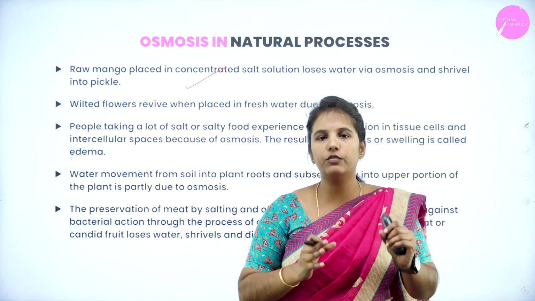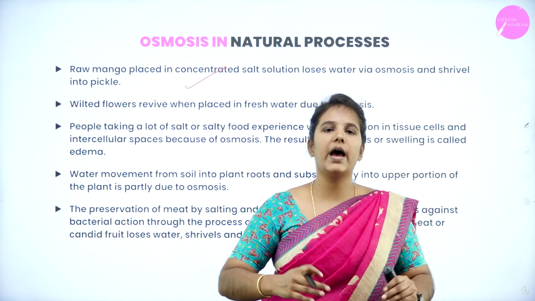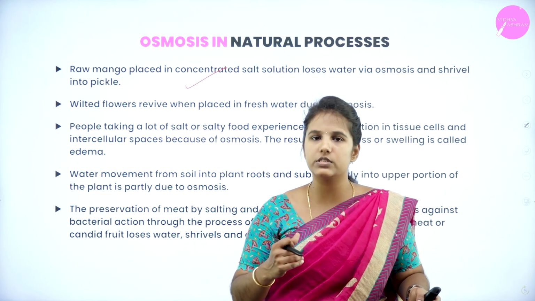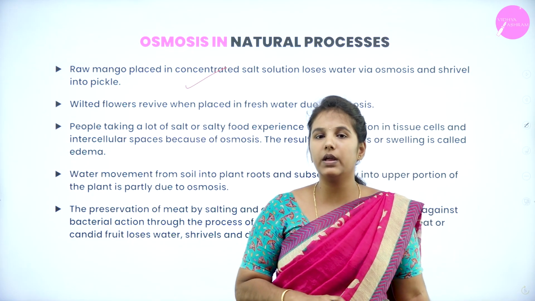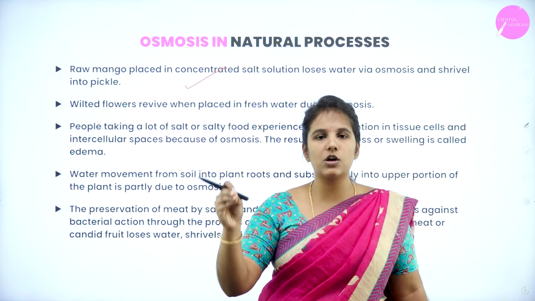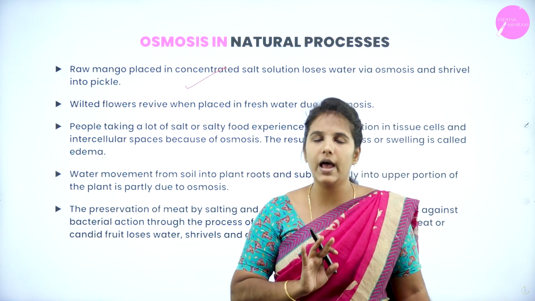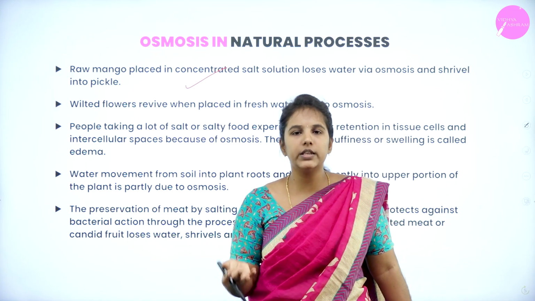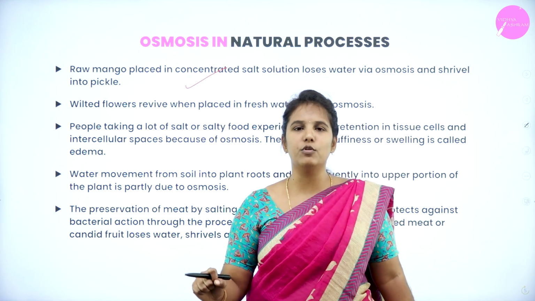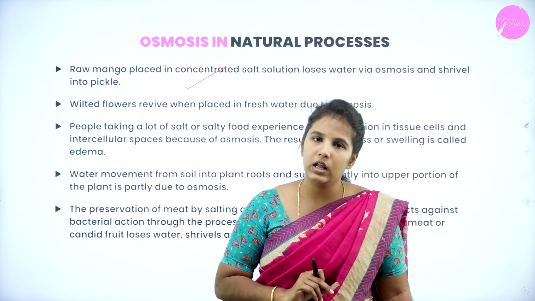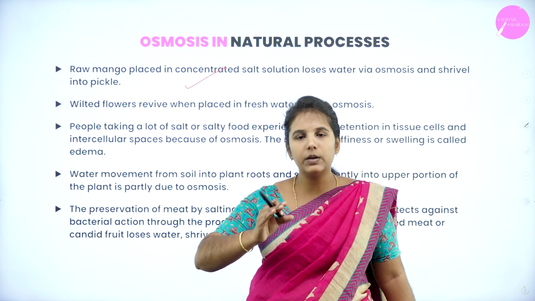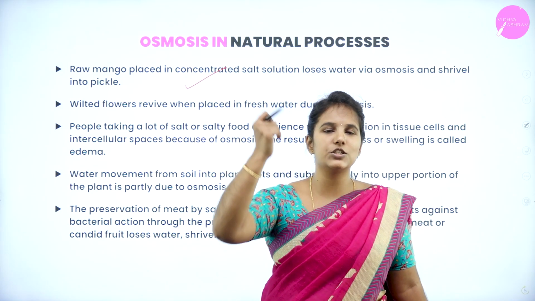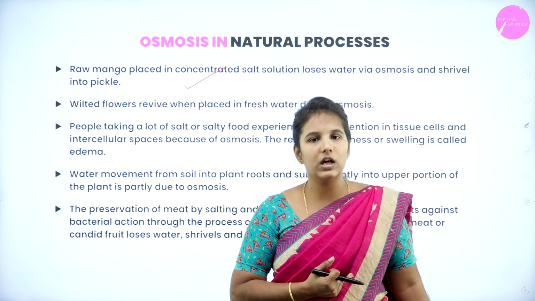If you want to preserve food for a longer time, we usually have a habit of preserving the food with a high salt concentration, or with a high sugar concentration. During the preparation of pickle, usually the vegetables or raw mango are kept in a high concentration of salt, so that the water content in the raw mango or vegetables will be completely removed, and we can preserve it for a longer time. So during that preservation process, the water content is removed because of the high concentration of salt placed on the raw material.